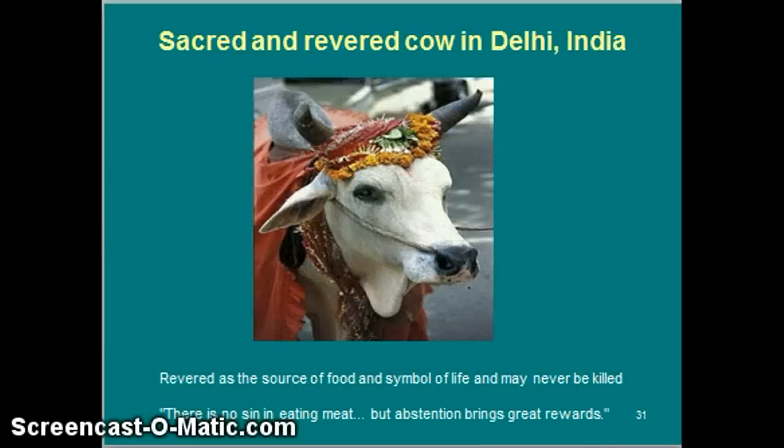Here's a picture of a cow. Now, a cow is considered to be sacred by the Hindu people. It is not something that they worship, although it's pretty close. You can see a quote down there, and this is a quote from their holy book. It says, "There is no sin in eating meat, but abstention brings great rewards." It means you don't get in trouble if you eat meat, but they say it's better off if you stay away from it. And so they try and live a life that stays away from that. There are reasons for that, and we'll touch on those here shortly.